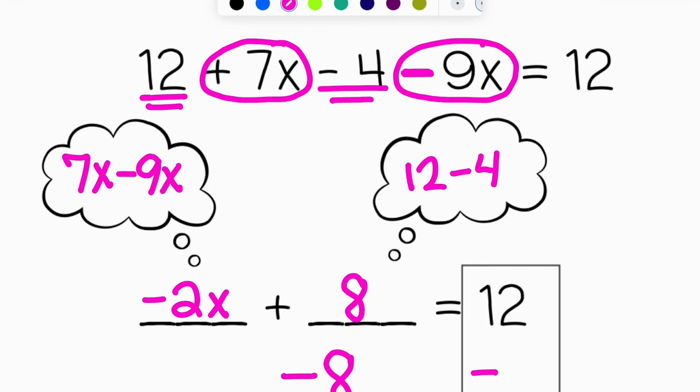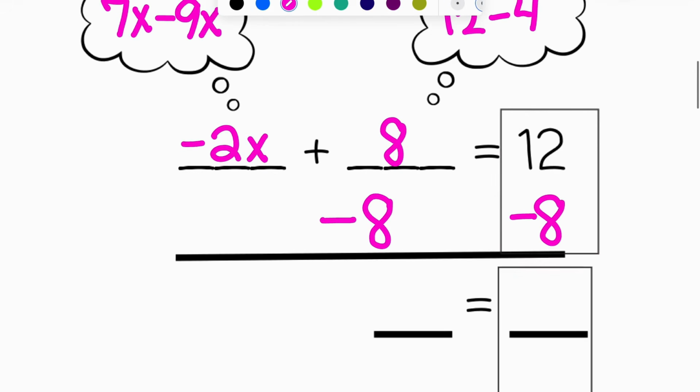12. I'm going to put my box around the 12, and then I'm going to move my 8. So I've got plus 8, so the inverse would be minus 8. Again, plus 8 and minus 8 give me a 0 pair. So from the left side of the equation, I'm going to bring down my negative 2x. And then I'm going to calculate that box. 12 minus 8 gives me 4.